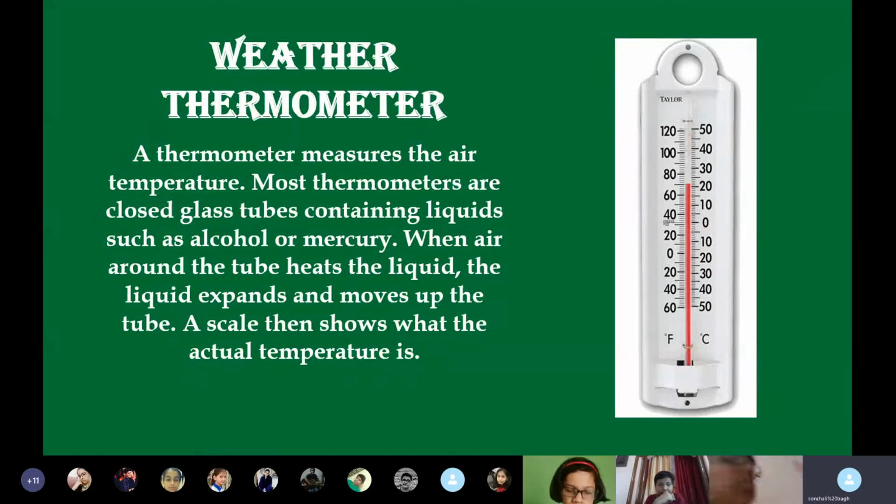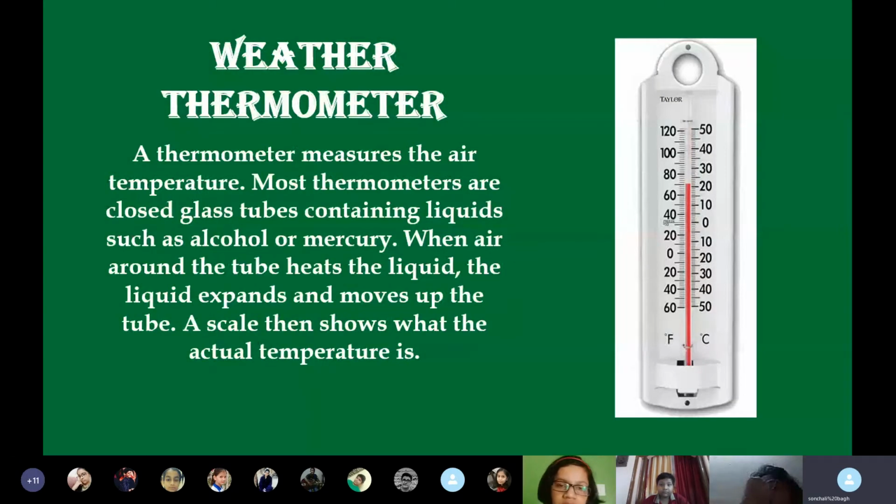Can you remember this one? If it is asked, write the difference between a weather thermometer and a thermometer. Yes, ma'am. The difference is it measures air temperature, and a normal thermometer can measure any type of temperature. Now, the second point is a weather thermometer can use alcohol or mercury, but a normal thermometer only uses mercury.